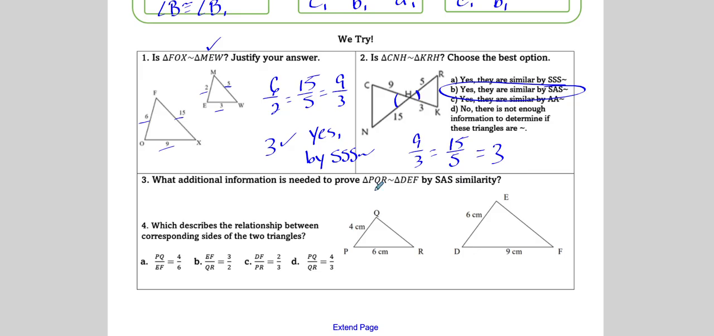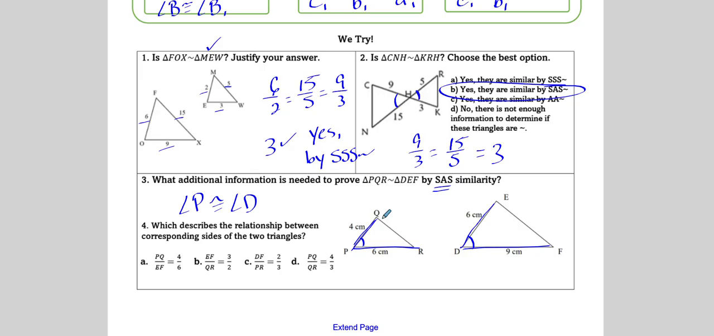All right, what additional information is needed to prove that these two triangles are similar by side-angle-side? So I have this side corresponding with that side, and this side with this side. So I needed the included angle. P and D would need to be congruent to each other. If you wanted to prove it by side-side-side, then QR and EF would have to share that same ratio of, really, it's 2 to 3.